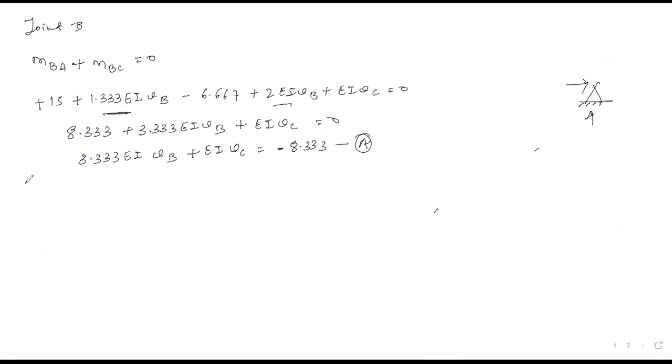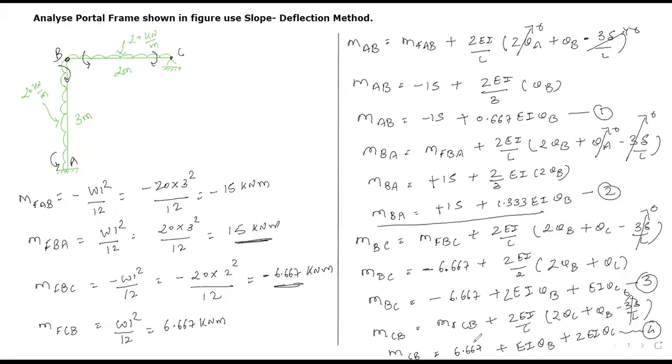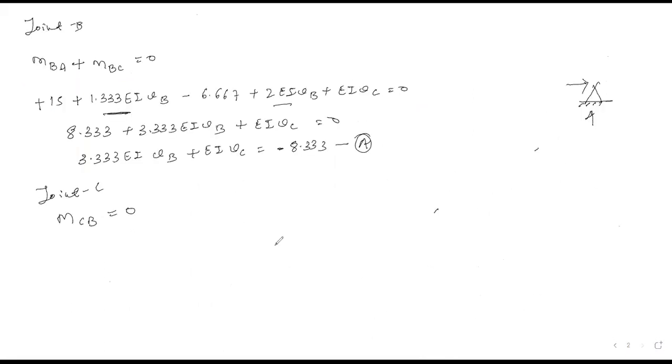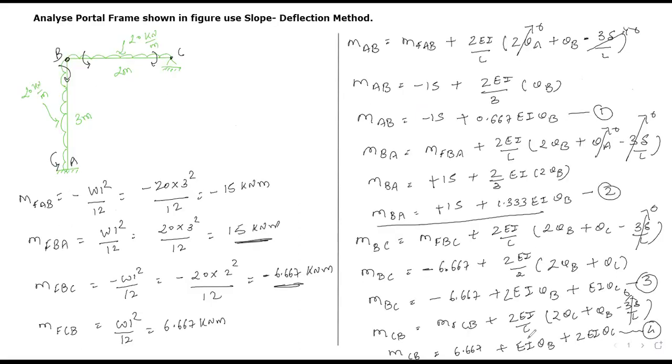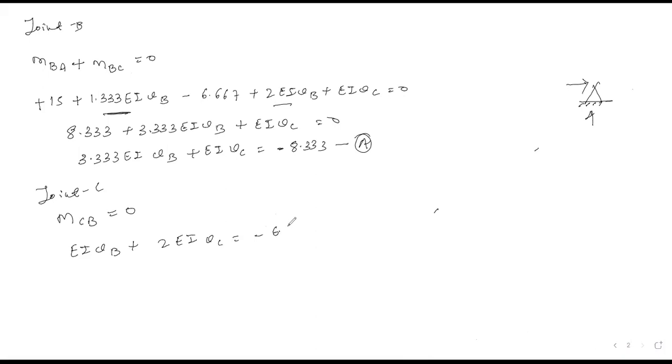That's the reason we can write here for a joint C, MCB that should be equal to 0. ये आपका लास्ट वाला इक्वेशन, that should be equal to 0. So we will get EI theta B plus 2EI theta C, that should be equals to minus 6.667. सामने जाके माइनस हो जाएगा. I hope it is clear. Please confirm it, students. Is it clear or not? इतना clear है? Tell me.